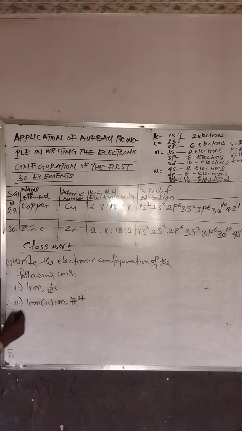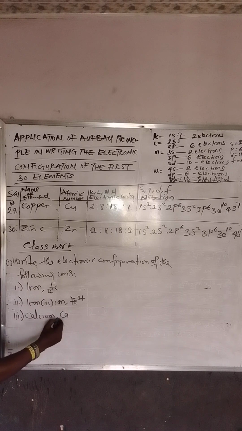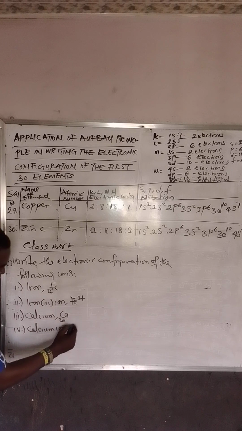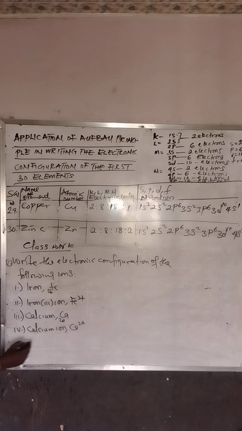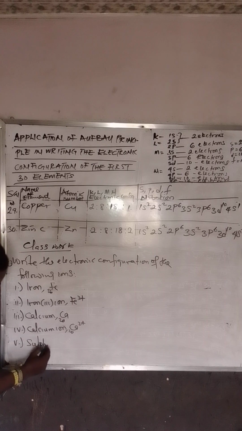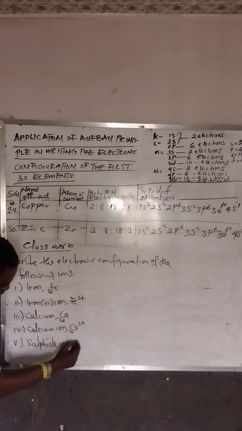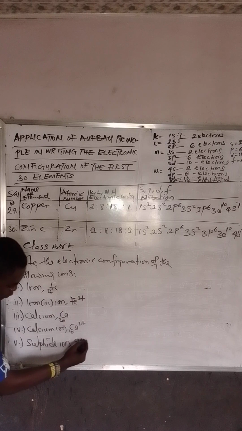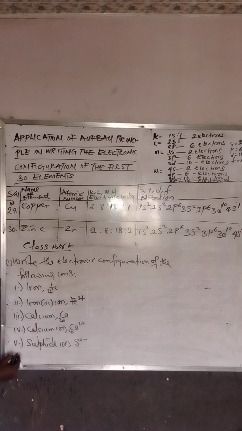Then number 3, calcium, Ca20, and the calcium ion, that's Ca2+ 20. Then number 5, you're asked to write for the sulfide ion, which is the S2- ion.